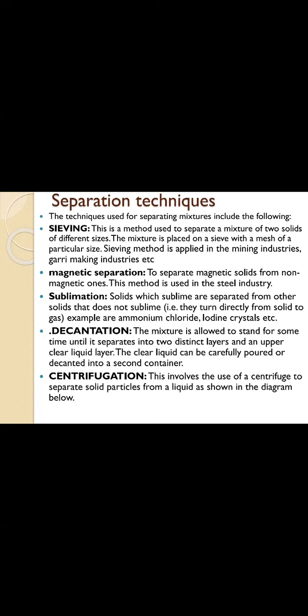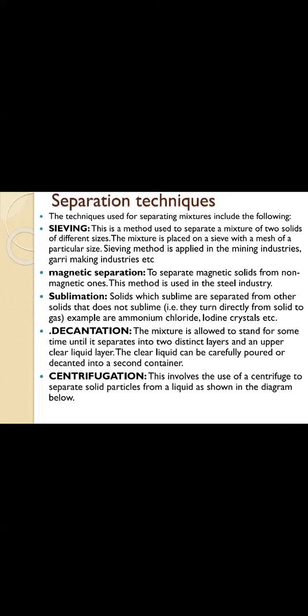Sieving is a method that is used to separate insoluble mixtures. To be specific, it is used to separate two different solid particles. This process is very, very easy. It's something most of us utilize even in our day-to-day activities. You just need a sieve. Then the mixture you want to separate is poured into the sieve.